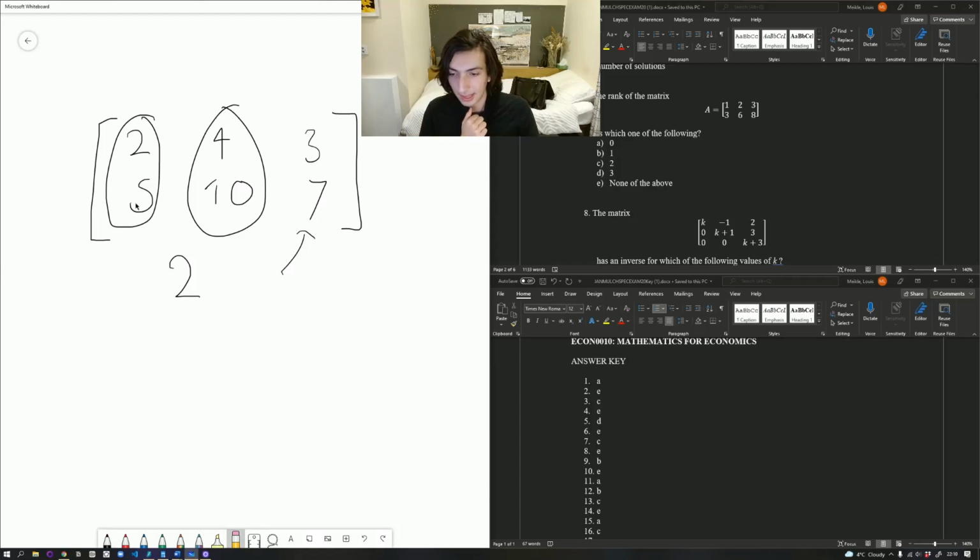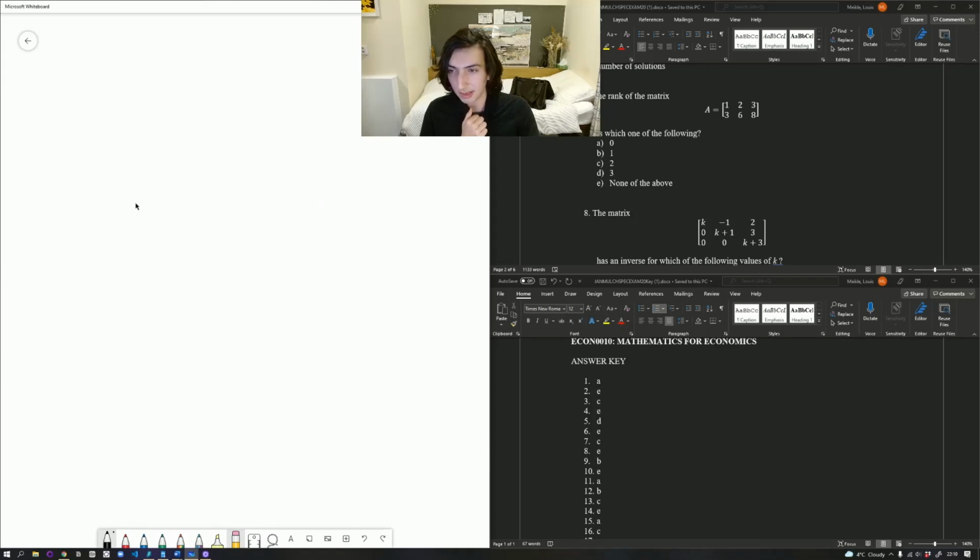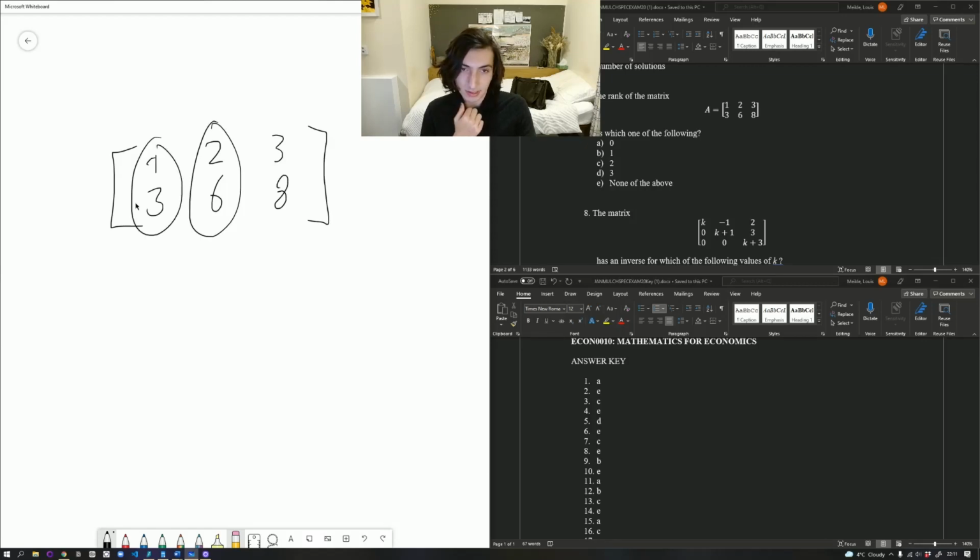In our example, we can see a very similar thing. We've got 1, 3, 2, 6, and 3, 8. You can see quite clearly that these 2 vectors are linearly dependent, or at least multiples of each other. Maybe I'm using the wrong word. Multiples of each other would be a better word. So the rank is 2. Fairly simple. So it's going to be C there.